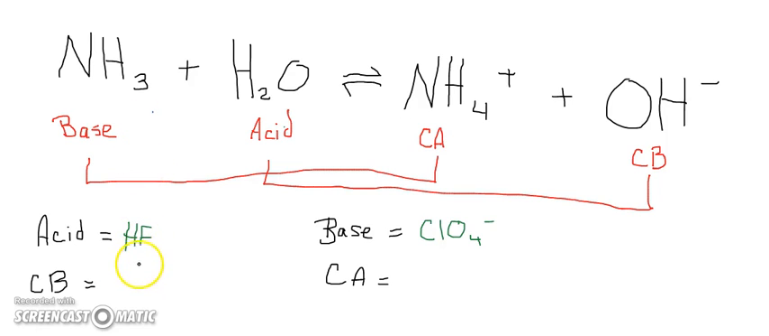So the answer for this one, we have HF, and we know the conjugate base is going to be the acid without the H, because in the reverse reaction it's going to accept the H. So we have F- for a conjugate base. And then over here, our conjugate acid is going to be HClO4, because it's going to donate that H in the reverse reaction to make ClO4-. So that's a summary of Bronsted-Lowry acids and bases, and I hope that helped.